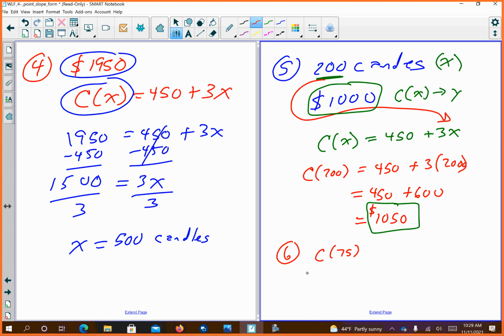Well, C at 75, I'm going to take my equation. C at 75 is equal to 450 plus 3 times 75. I think 3 times 75 is, let's see, 3 times 5 is 15, carry the 1, 3 times 7 is 21, 22, 225. So C at 75 is going to cost us $675.